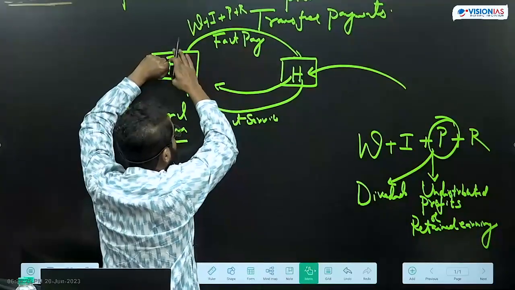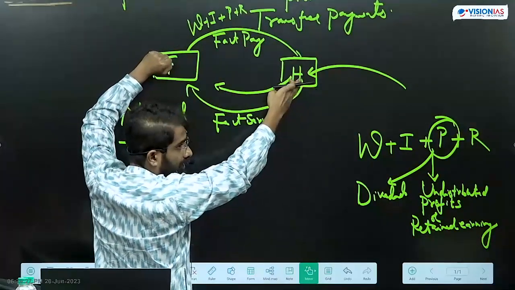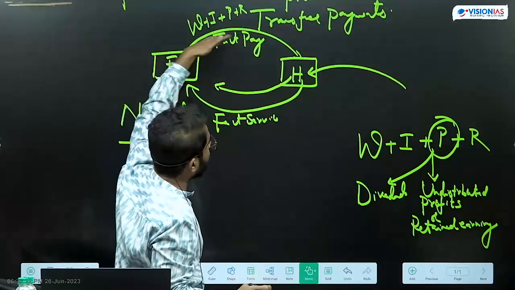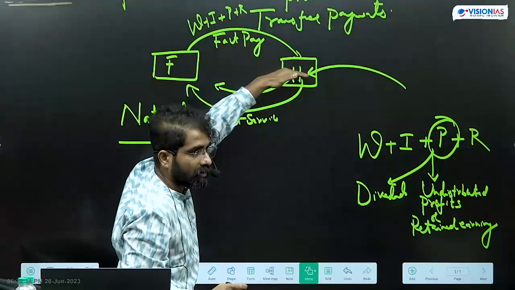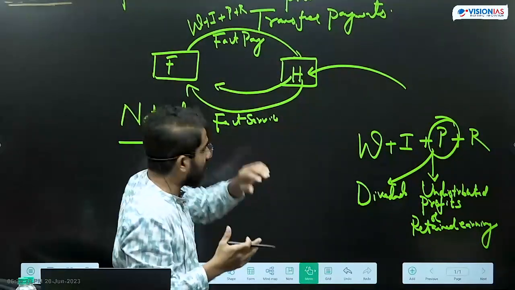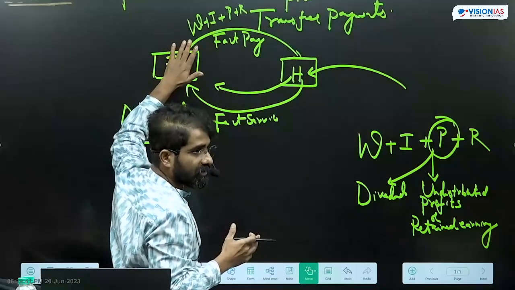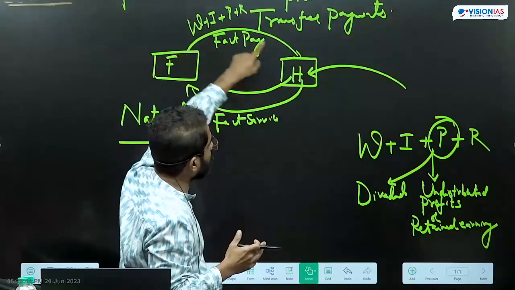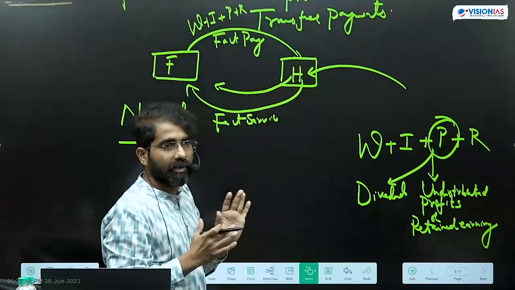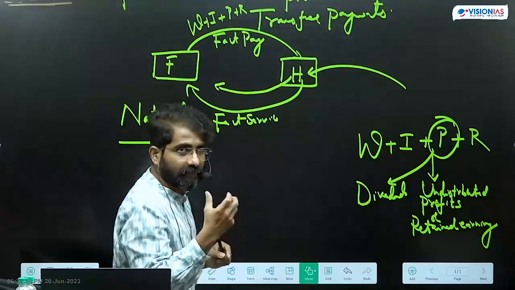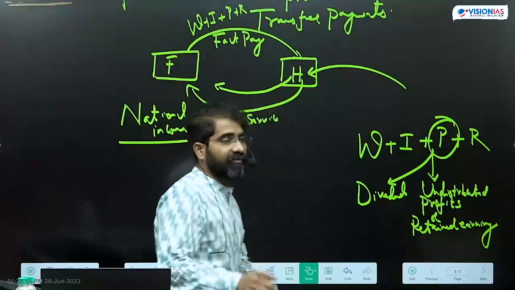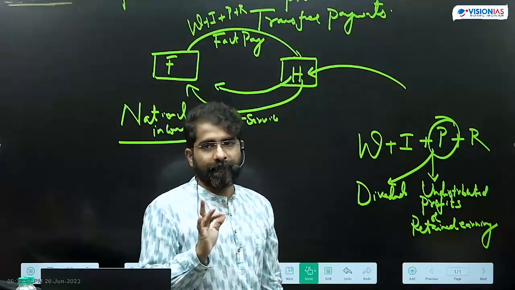Undistributed profit is not getting distributed to the household, or it is called the retained earning, which is retained by the factory. That means this undistributed profit, though it is part of the national income, is not going to become part of the household's personal income. Are you able to get this point now? Because this is retained here only, and not distributed to the household, it is not part of the personal income. I think you're able to get this.